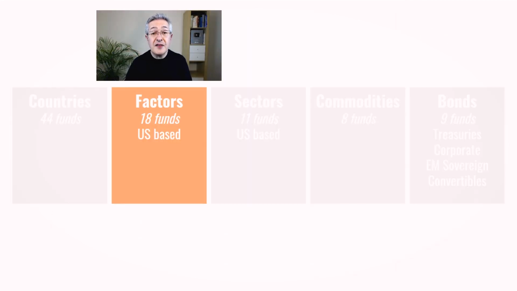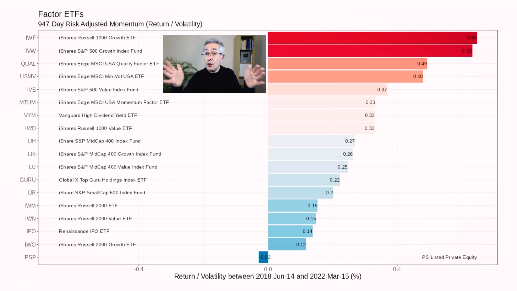The second group of funds we'll look at are the factor funds, and here we've got 18 funds to choose from. Here the backtest showed that there was a longer period that would be optimal for us to look back to calculate momentum. So here we're looking back almost 5 years in order to choose the best risk-adjusted return. And the fund that comes out on top is IWF.